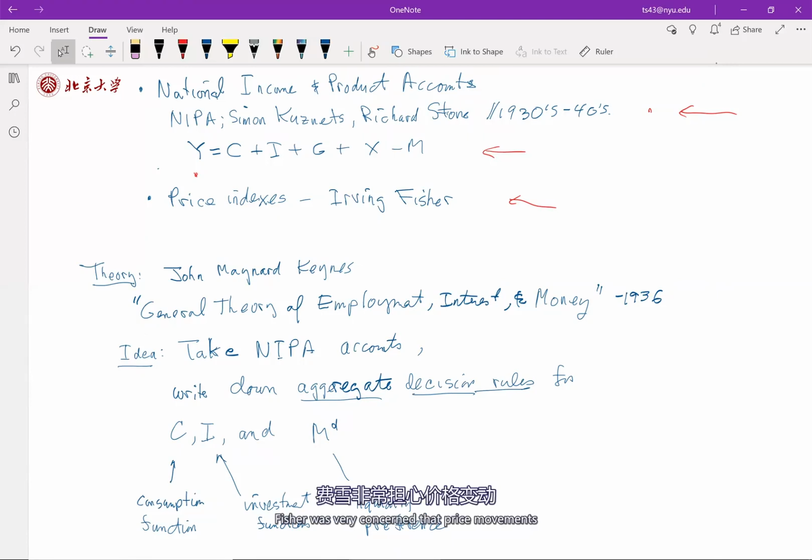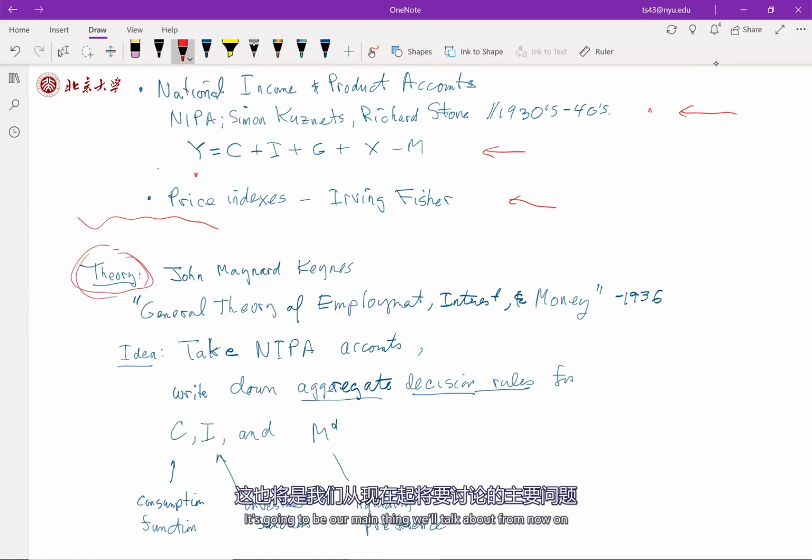Fisher was very concerned that price movements would cause redistributions of wealth, depending on how contracts were denominated, and that could have big effects on the business cycle. Okay, so that's all measurement. Now let's go to theory.